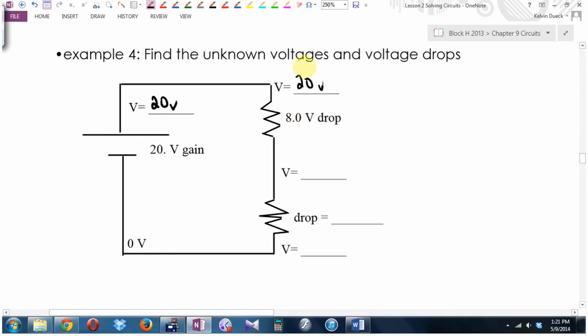This hill is 8 volts high. How high did you start? You went down an 8-volt hill. What's the voltage measure right there? 12. Does that make sense?